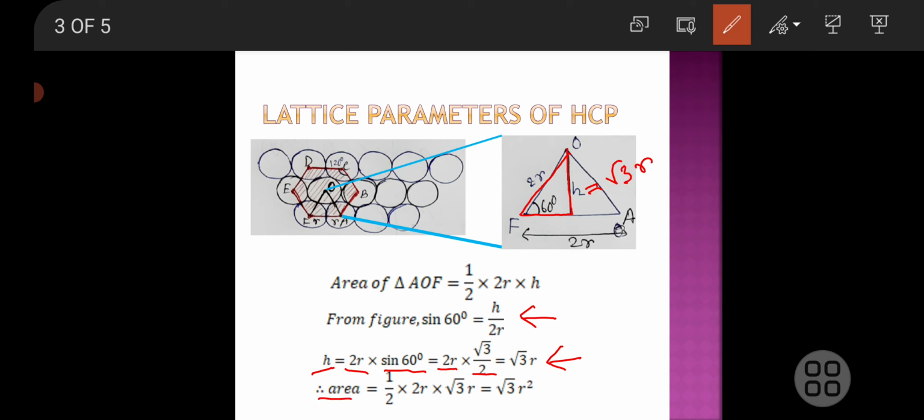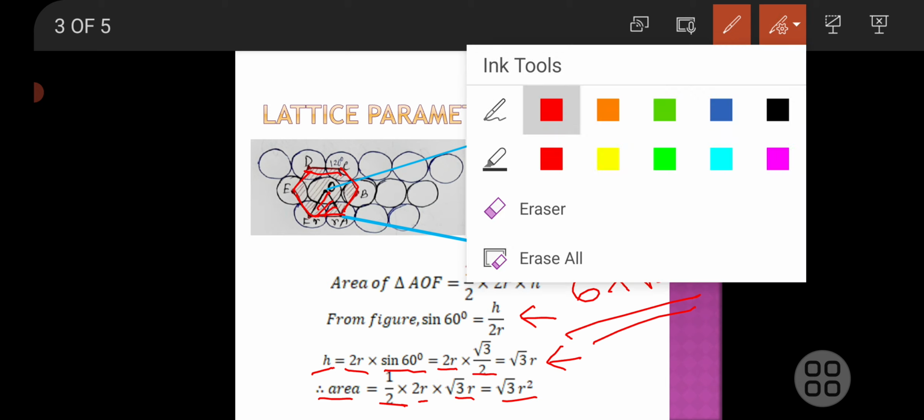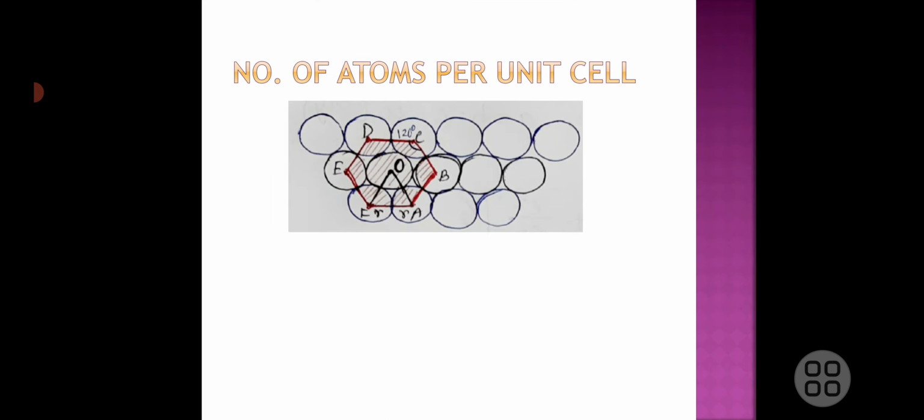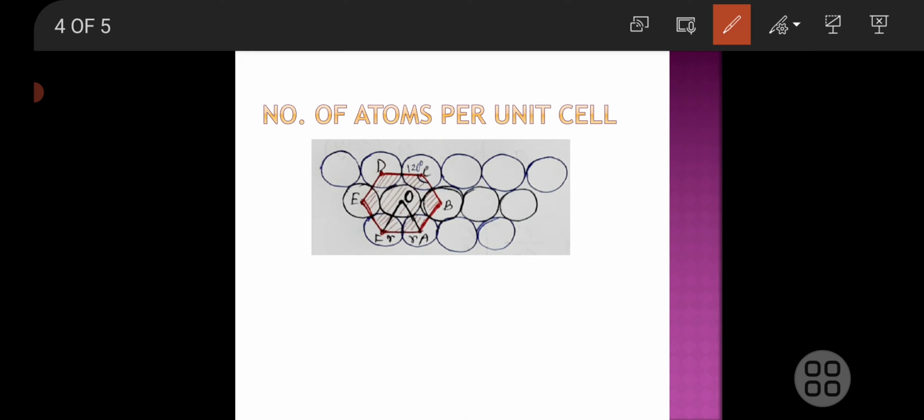So what is the area? The area is half into 2r into root 3 r, so this is basically root 3 r squared, the area of the single triangle. But what is the area of the whole unit cell? This unit cell is made up of 6 triangles, so we multiply 6 into root 3 r squared. This is the area of the complete hexagon. Now, what is the number of atoms per unit cell? We would like to find this first lattice parameter.